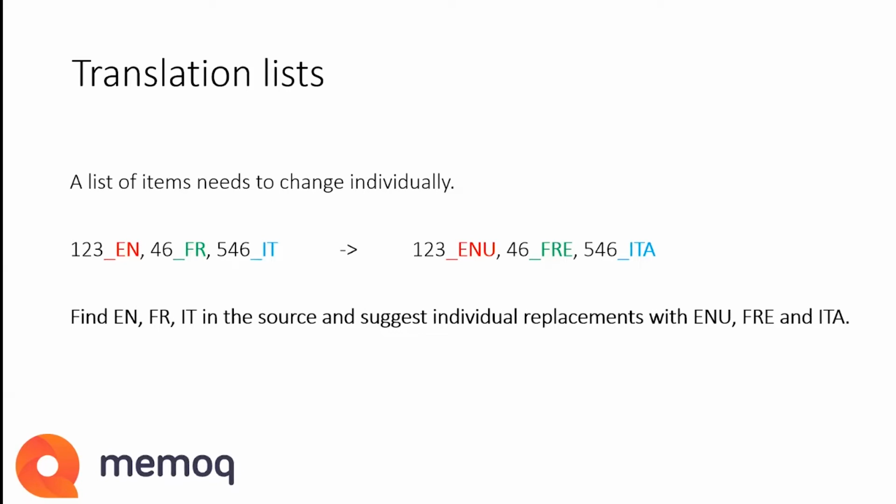The other one would be a translation list, where each element needs to be changed individually. So in this case, everything that is underscore EN in the source text needs to appear as underscore ENU in the target. But if it's FR in the source text, it needs to be FRE in the target text. So that would be then a translation list, basically translating certain elements of the source into something else in the target.